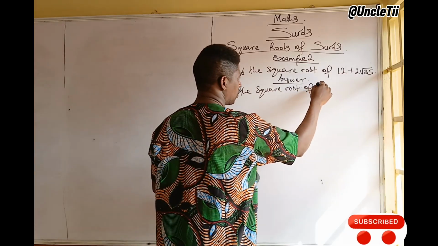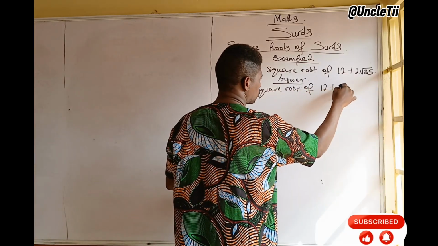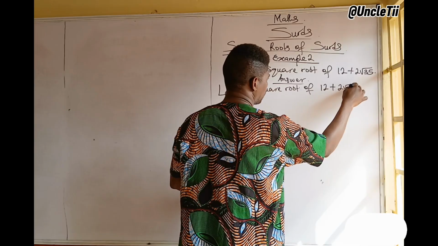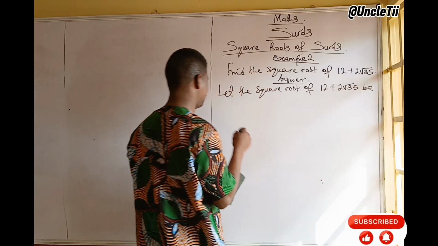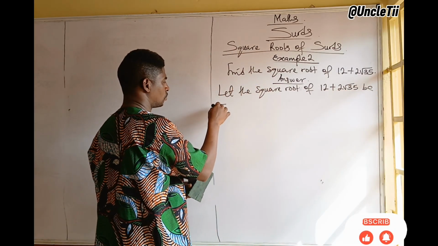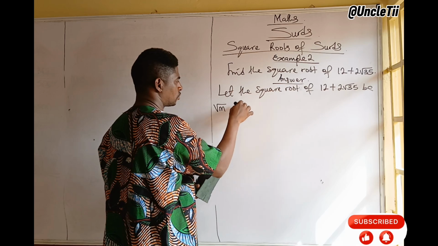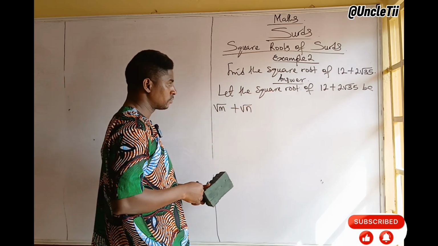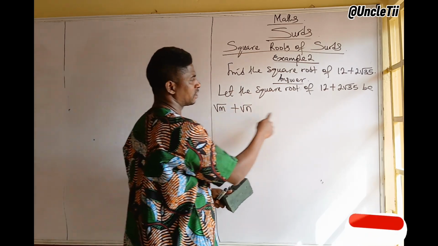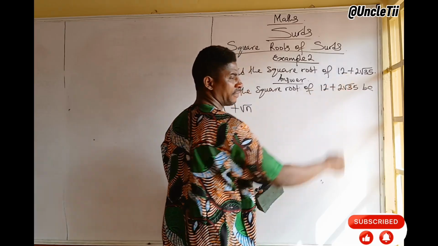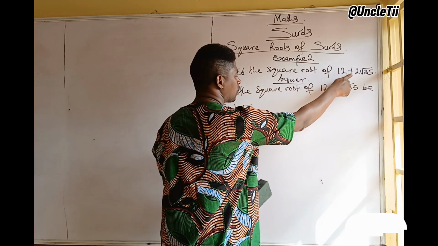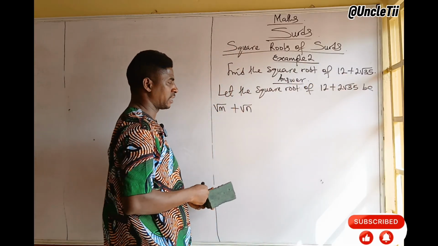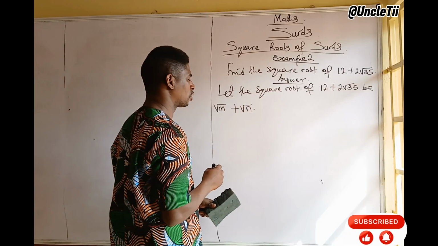of 12 plus 2 root 35 be root m plus root n. Now this plus is because it is plus that we have here. If that place were minus, we would have used minus here. So this is our assumption.